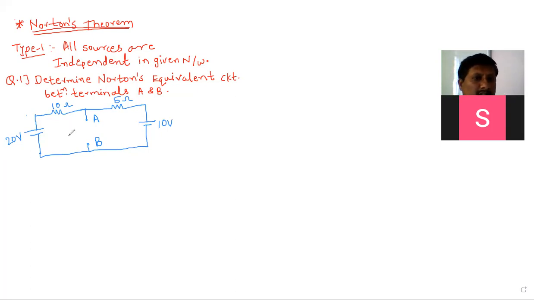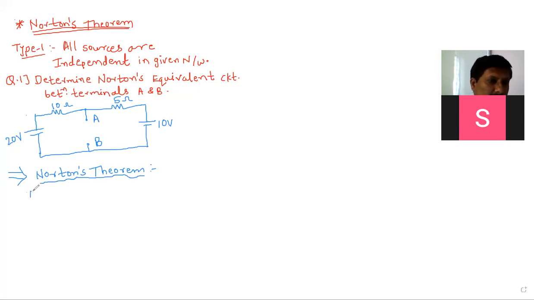Observing the circuit, the first step is to identify the type of circuit. Which theorem are we going to use? Norton's theorem, which you can note down in the answer sheet. Then which type does it belong to? It belongs to type 1.